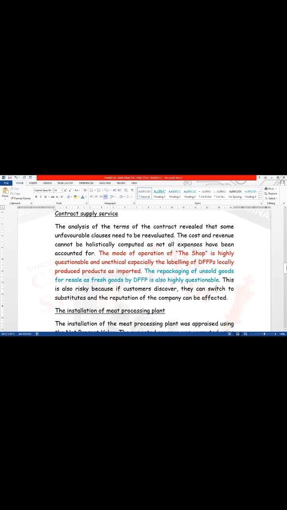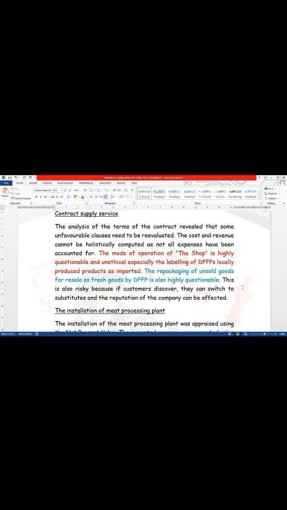Because they too, the unsold goods, they're repackaging it for resale as fresh goods. Let's say fish. Let's not even say fish because fish is highly perishable, right? So let's say they are making eggs. You know, they're doing DFFP. That's Digital Farm and Farm Products. I know farm products is poultry, right? And eggs is like poultry. So let's say eggs now.